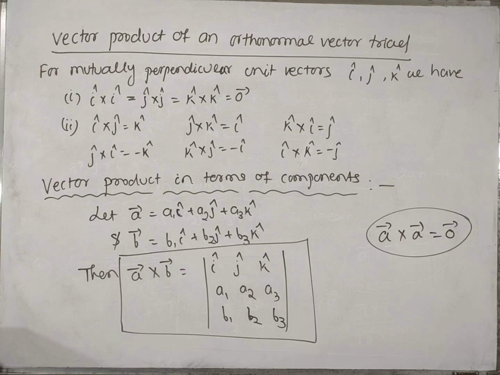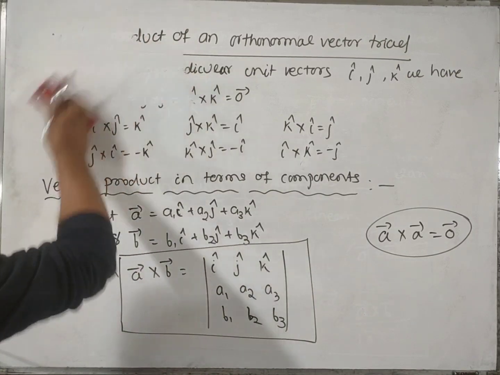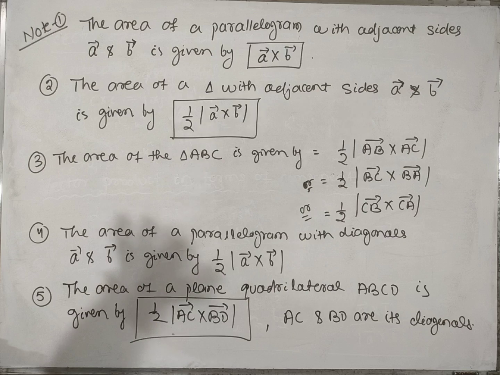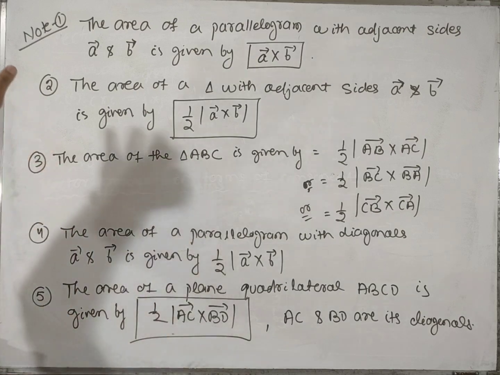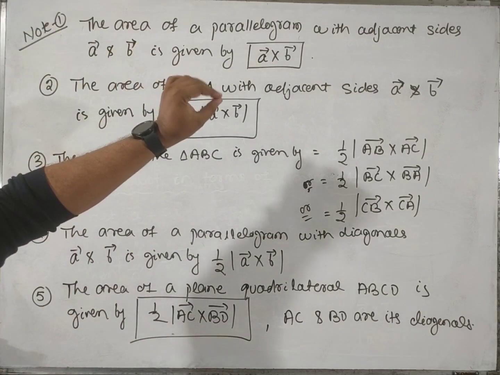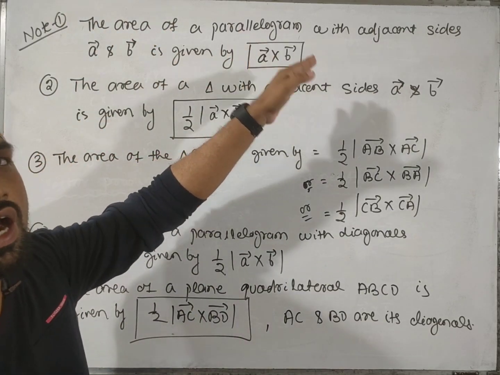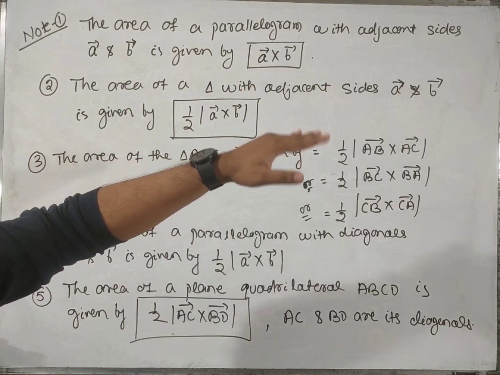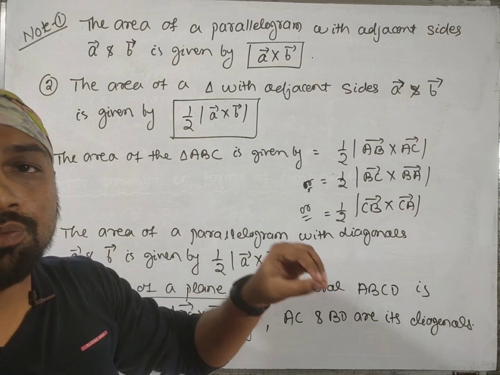Now let us discuss some of the basic fundamentals of the vector topic, and later on we will discuss some basic problems based upon it. At last, let us discuss the five important formulas which we are going to use in the problem section. The first one is the area of a parallelogram with adjacent sides A vector and B vector, given by the magnitude of the vector product of A vector and B vector. The second one is the area of a triangle with adjacent sides A vector and B vector, given by half of the magnitude of A vector product with B vector.